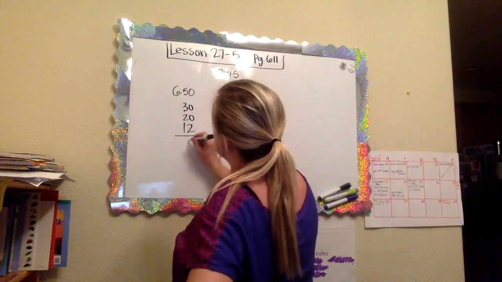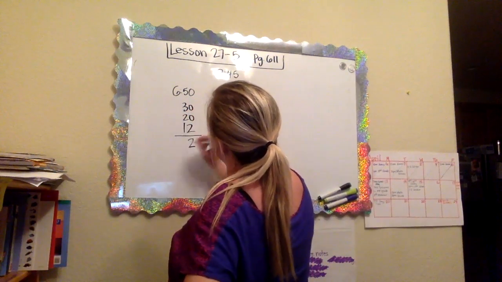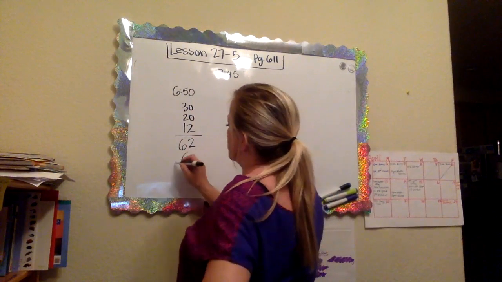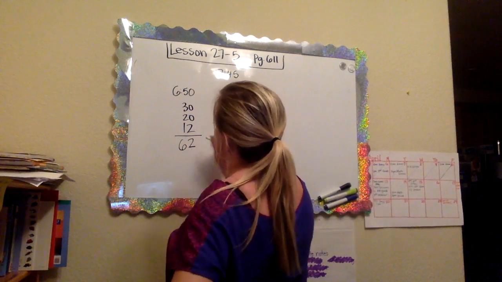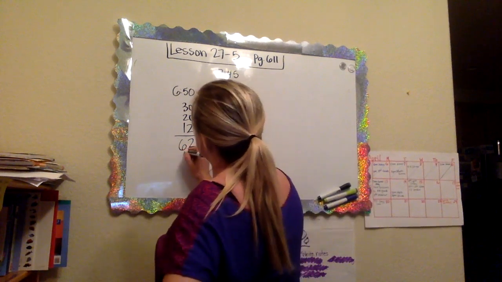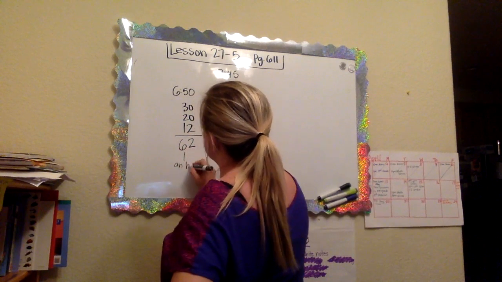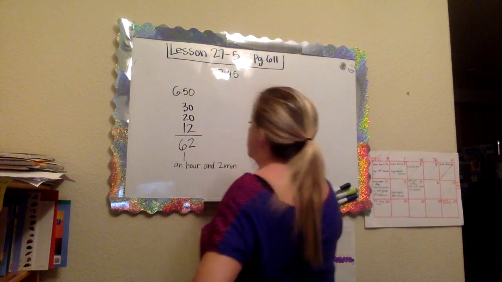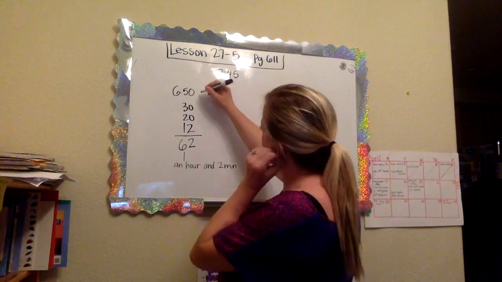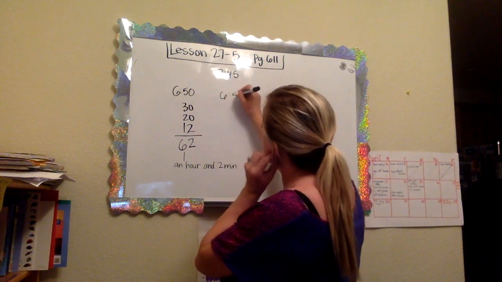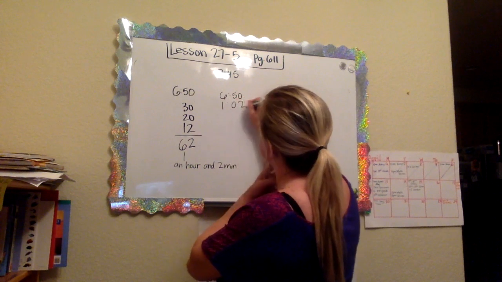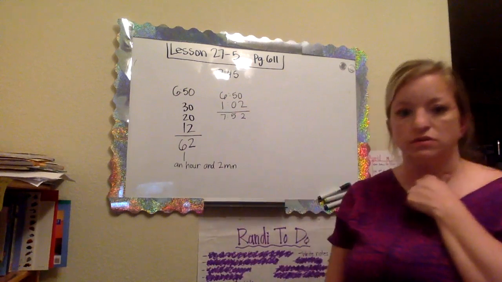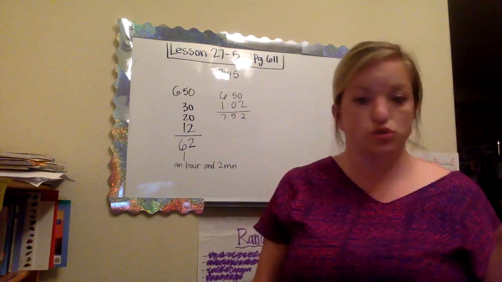0 plus 0 plus 2 is 2. 3 plus 2 plus 1 is 6. There are 60 minutes in an hour, so it's going to take her an hour and 2 minutes. Now what I can do is I know her start time is 6:50. I'm going to add on an hour and 2 minutes. And she gets there at 7:52. She's late. So Joyce would be a no.